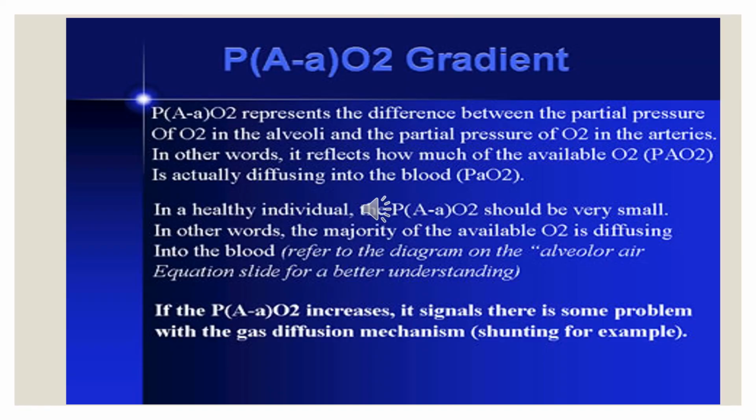The thing that I think is very important in this slide is the second paragraph there. In a healthy individual, the A-a gradient should be very small. In other words, the majority of available oxygen is diffusing into the blood. So the younger the patients are, the more oxygen they're able to have diffused into the blood. The older we get, we tend to have a little bit more tissue that's interfering, more negative things that we've done to ourselves over the years that cause deterioration of the tissue and cause a defect.